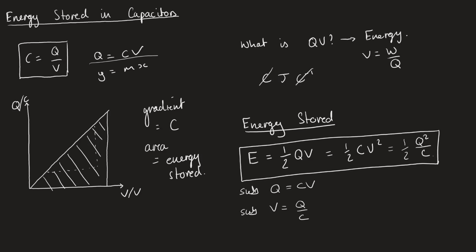So you can always get two things from a QV graph. You can get the gradient being the capacitance, and you can get the area underneath being the energy stored. And then we've investigated each of the proportionalities between the energy stored and the charge changing and the potential changing.